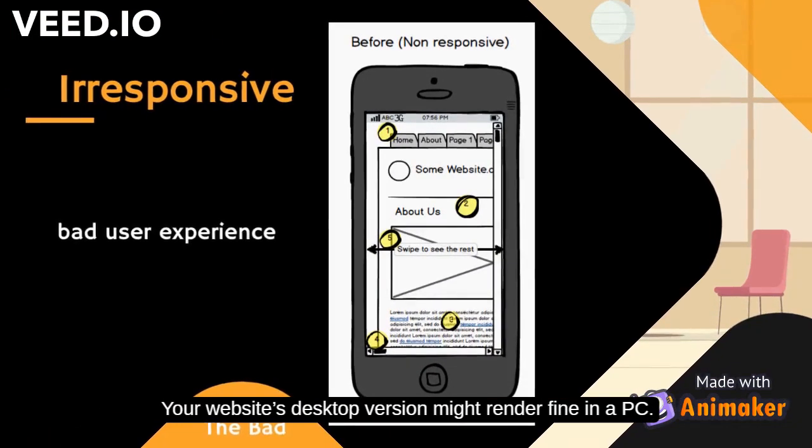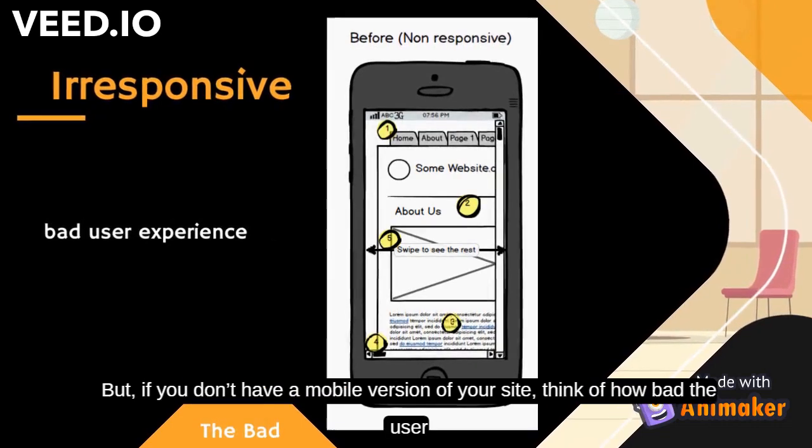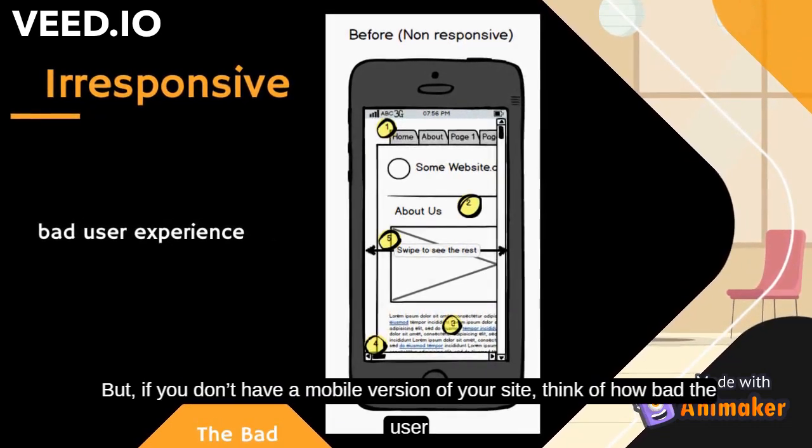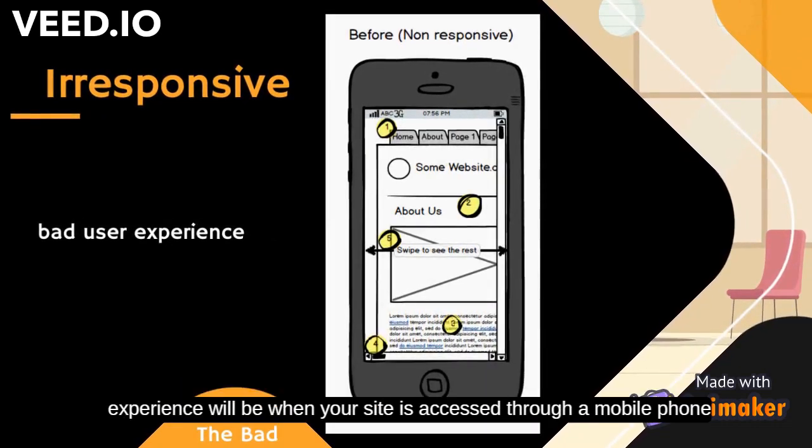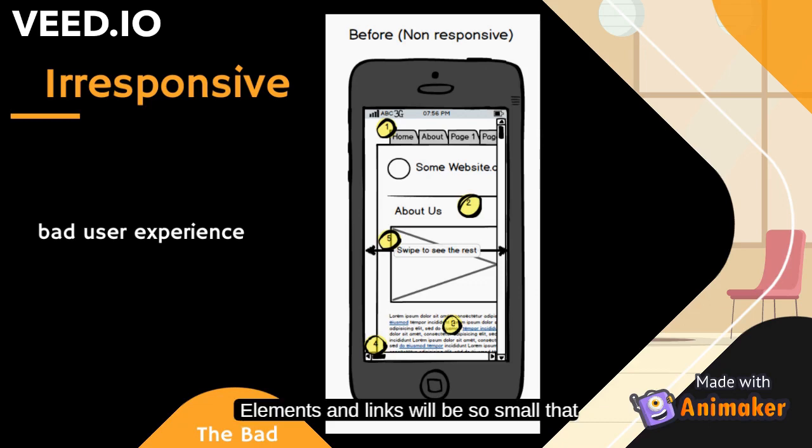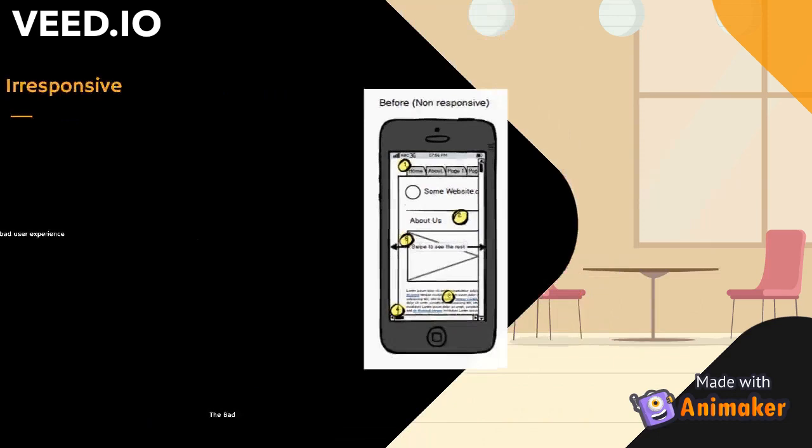Your website's desktop version might render fine on a PC, but if you don't have a mobile version of your site, think of how bad the user experience will be when your site is accessed through a mobile phone, having to scroll through vertical and horizontal scroll bars. Elements and links will be so small that they will be barely readable and clickable.